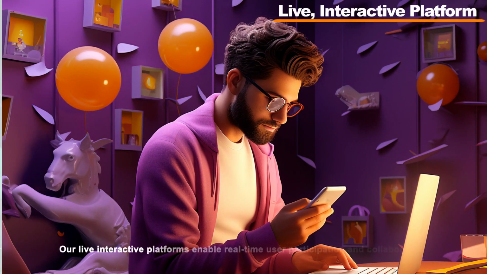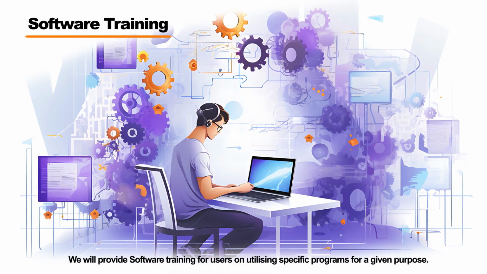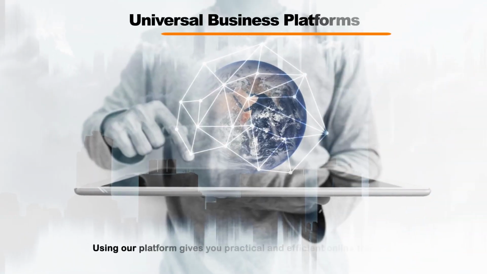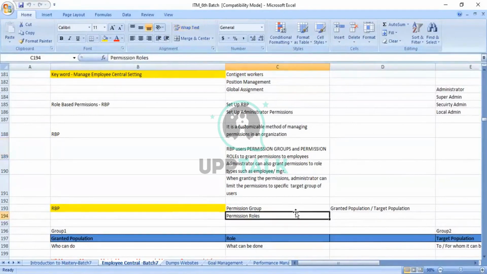Upptalk is a live, interactive platform for software training, furnishing robust personalities who could take on universal business platforms. Any administrator in the organization can grant permission to the role that is employed to the employees or the manager. When granting the permission, the administrator can limit the permission to a specific target group of users that we have seen in the target population.